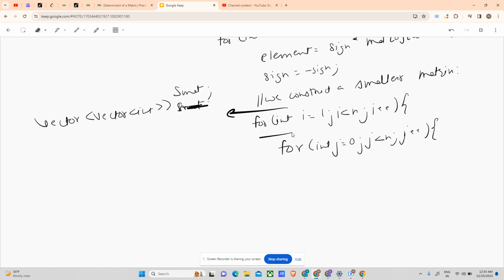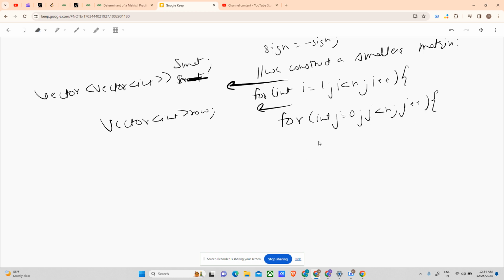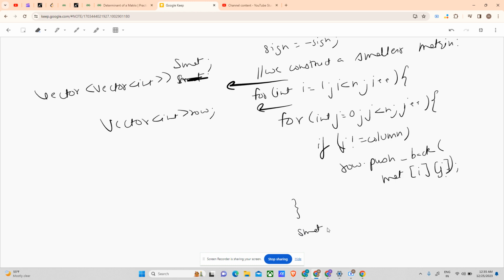And then here define the row vector, int row. Now for int j equals 0, if j is not equal to that column, then row dot push back mat of i j. After that, both the nested loops will end, and we will push the row into smat, smat dot push back row, and end the loop.